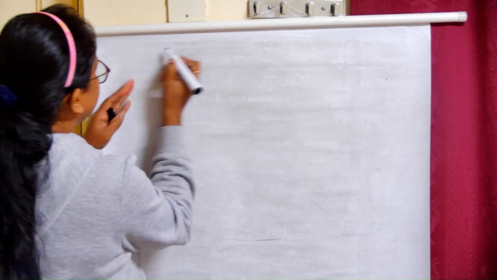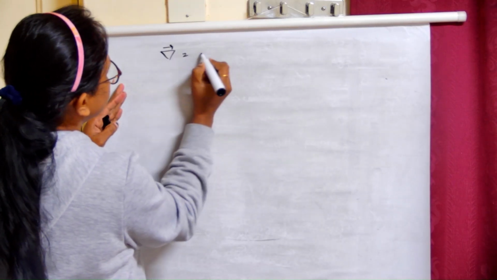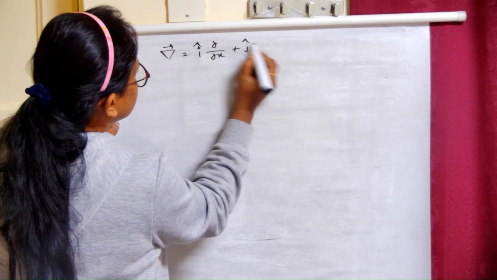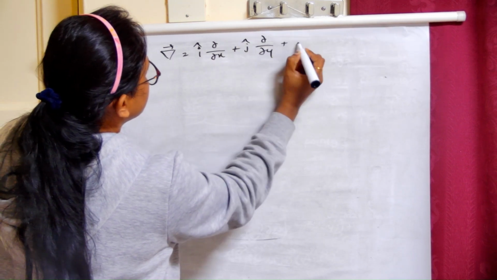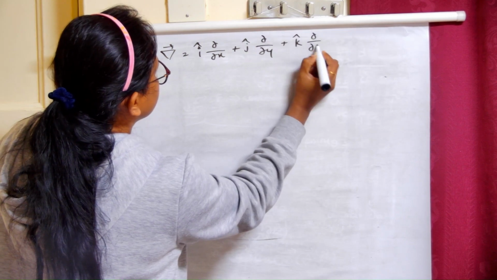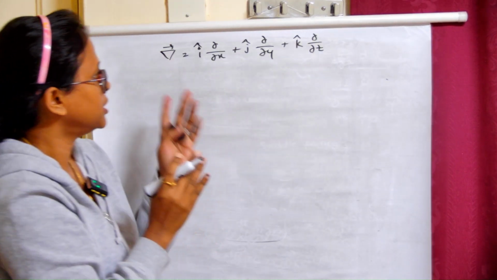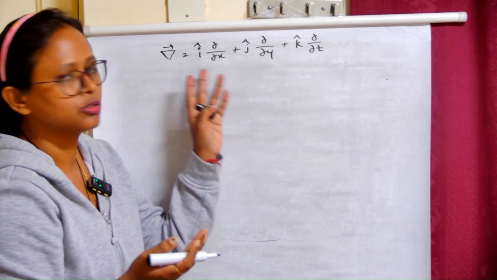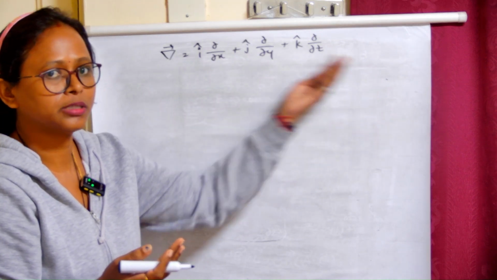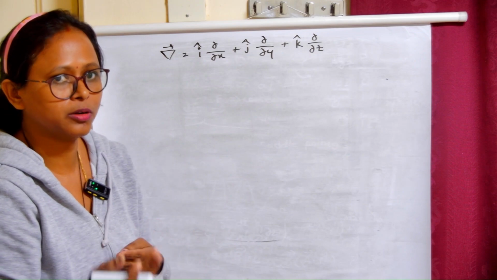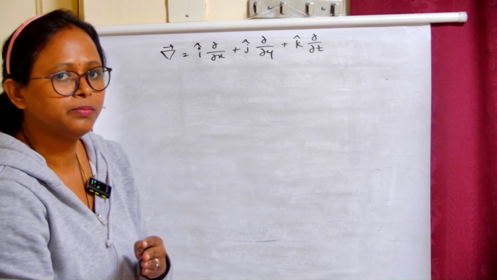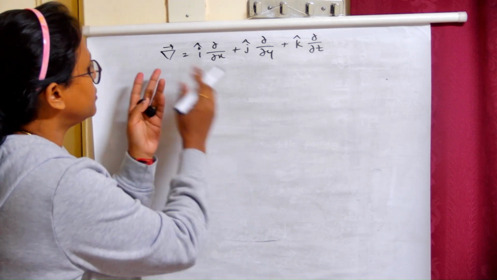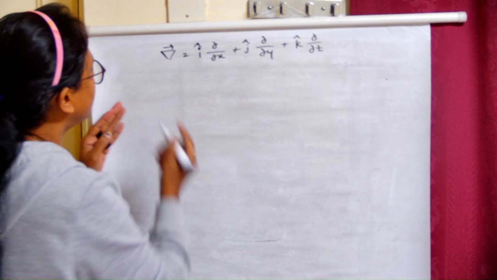So now we have the del operator, which is defined as i cap dou by dou x plus j cap dou by dou y plus k cap dou by dou z. It is not a vector. Arithmetically, it can act as a vector, but in definition, it is not a vector. It has no meaning unless some scalar or vector follows it. It is just like an instruction to operate on the following component. It may be scalar or vector. If this del operator acts upon a scalar, we call it gradient.